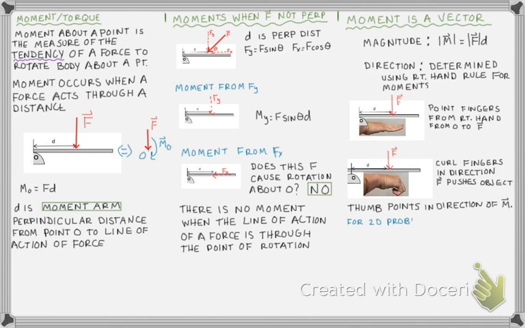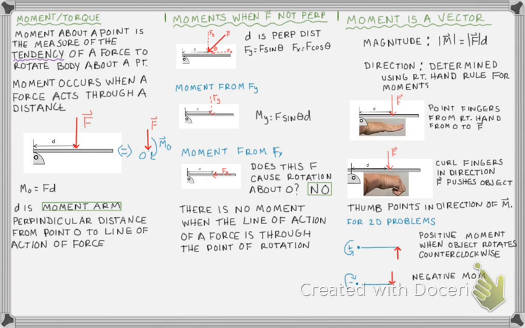So for 2-dimensional problems dealing with moments, a positive moment is when an object rotates counterclockwise, okay? And a negative moment occurs when the object rotates clockwise.